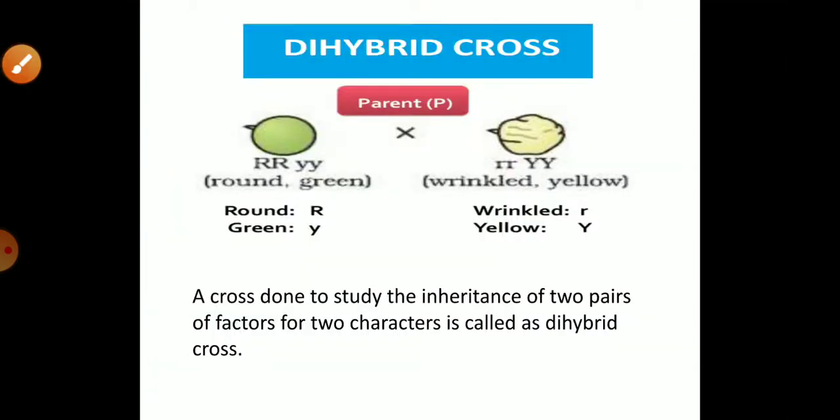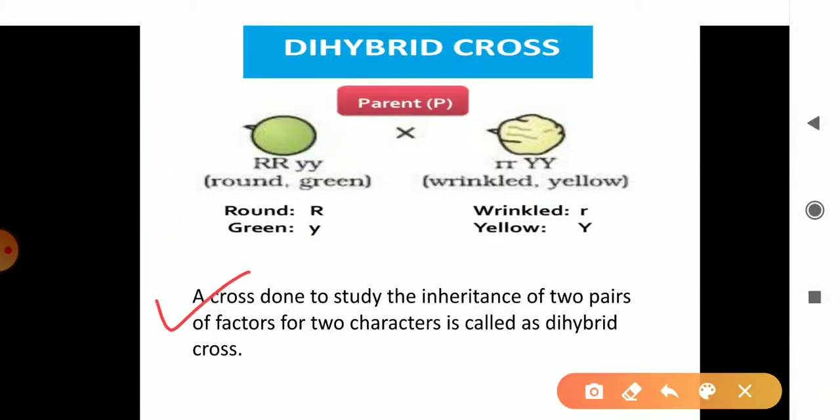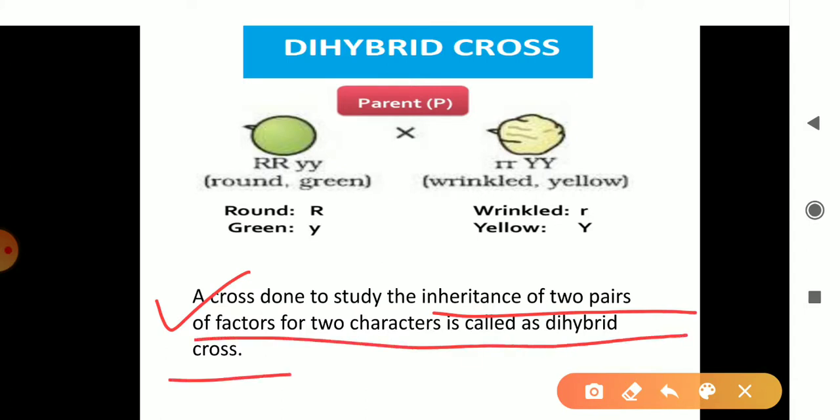A dihybrid cross is a cross that is done to study the inheritance of two pairs of factors for two characters. Say, for example, let's take the shape and the color of the seed. There are two characters, and if a cross is being done to study the inheritance of these two, that is shape and color in this case, then that will be called a dihybrid cross.